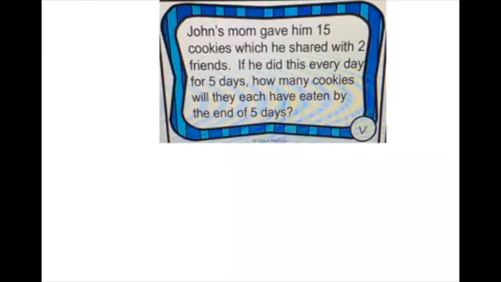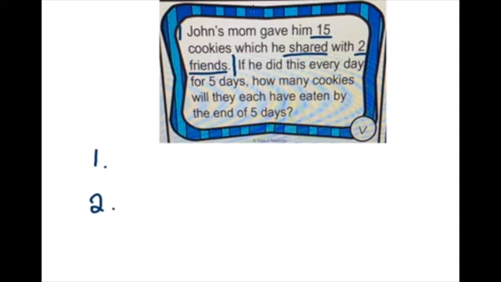John's mom gave him 15 cookies, which he shared with 2 friends. If he did this every day for 5 days, how many cookies will they each have eaten by the end of the 5 days? So, just like last time, we know that we have a first part of our problem and a second part of our problem, because we'll have a step 1 and a step 2. So this looks like it's step 1 right here, that first sentence. John's mom gave him 15 cookies, which he shared with 2 friends.